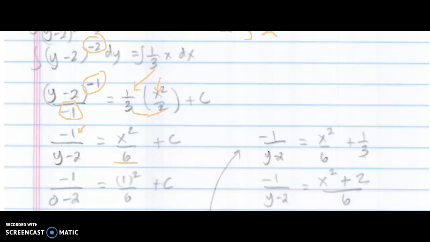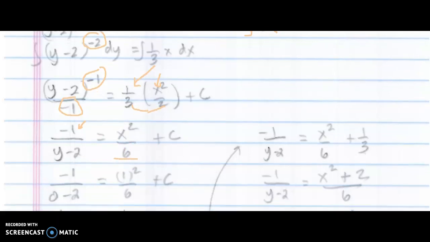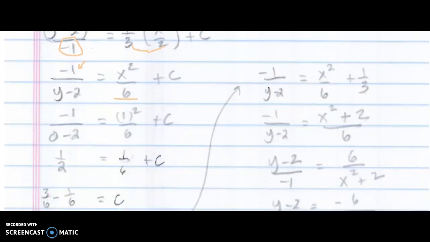And now I'm going to stop and substitute the initial condition to find the value of c. So I'm substituting the x value of 1, and the y value of 0. And then I get 1/2 on the left-hand side, 1/6 on the right-hand side, subtract 1/6 from both sides, and I get c equal to 1/3.